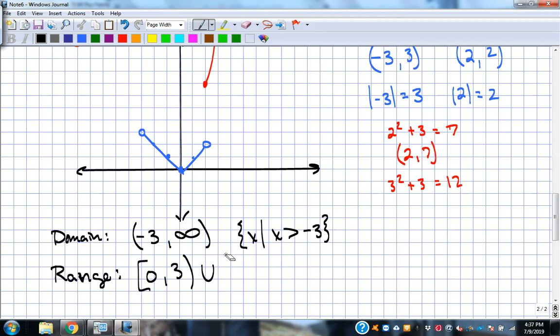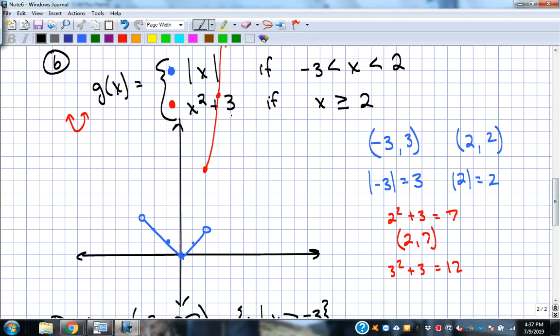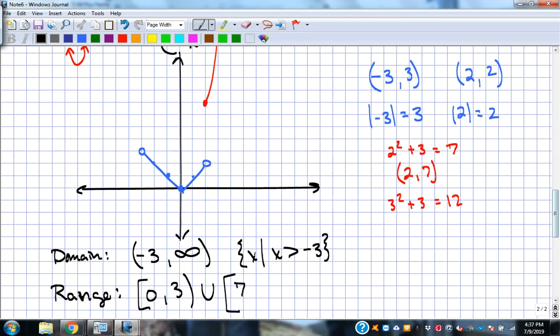And not only does it get up to here, that's a 7, and it's got a closed circle on it, so it's included, so it's a bracket. And then that red line just keeps going up forever. So that's what's going to get us the positive infinity there.